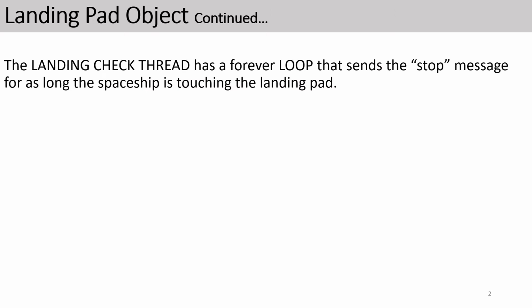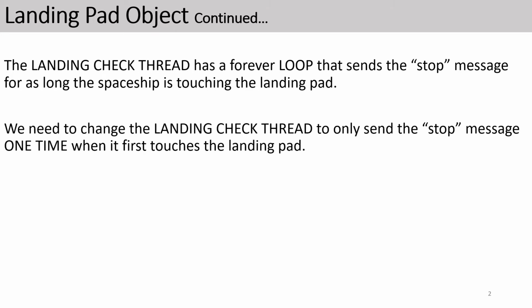The landing check thread has a forever loop that sends the stop message for as long as the spaceship is touching the landing pad. We need to change the landing check thread to only send the stop message one time when it first touches the landing pad.